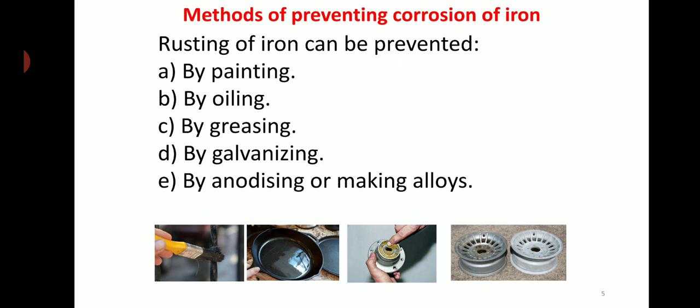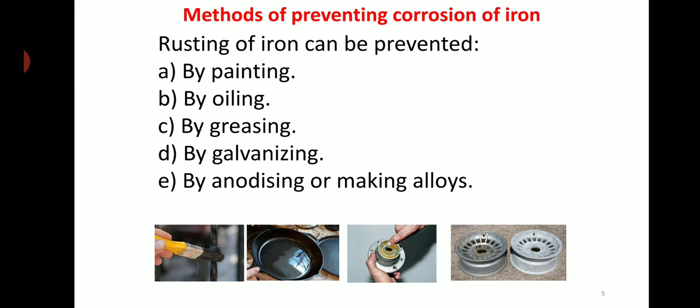Now how do we prevent corrosion? There are different methods to prevent the corrosion of metals. First one is by painting. By applying paint, then by applying oil also we can prevent the corrosion. Then greasing and galvanizing, and the last one is anodizing or making alloys.